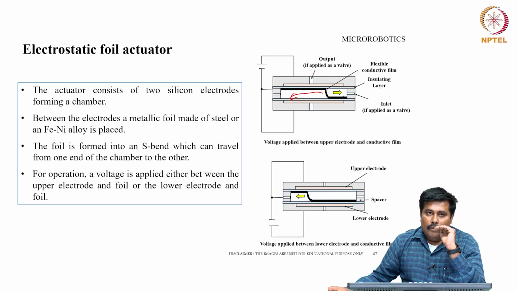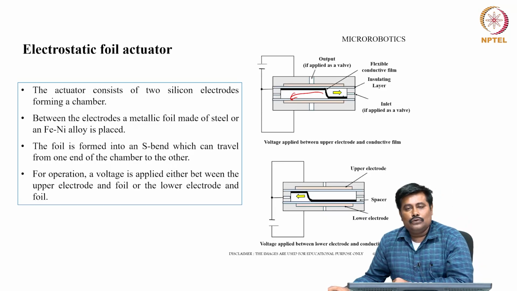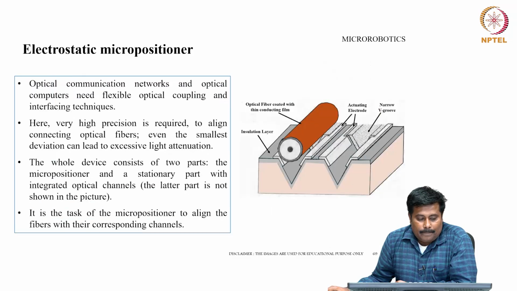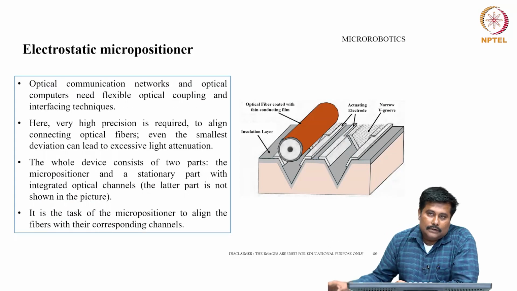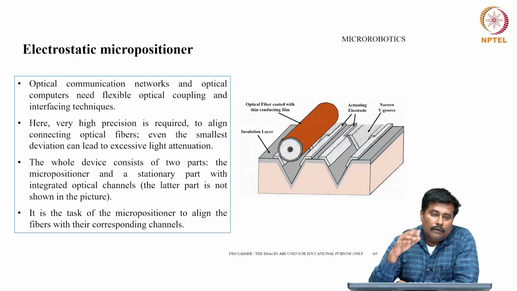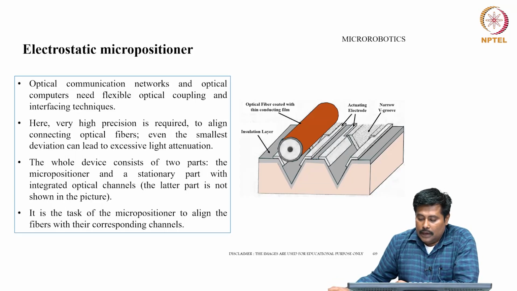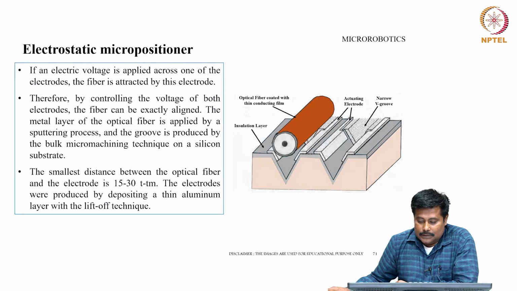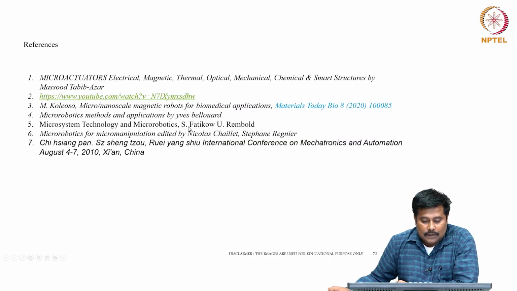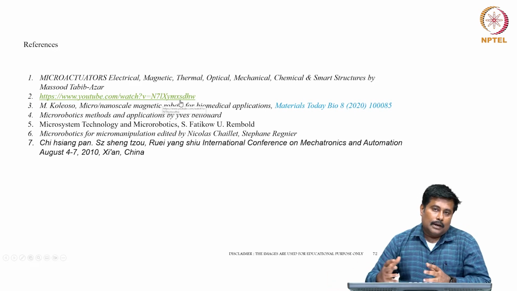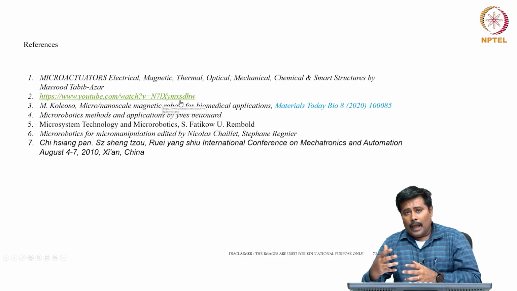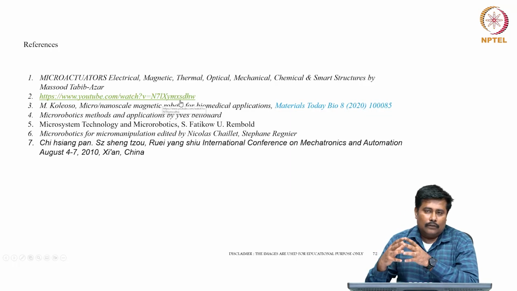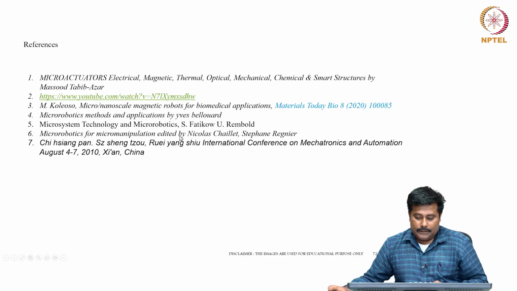And then we also had a discussion about the electrostatic foil actuator, which is used in a wall based system. And then we also had a discussion about the configuration of an electrostatic micropositioner and the application of this micropositioner in optical communication related applications. These are some of the references. So I urge you to go through this YouTube video, so you will have a better clarity on the magnetic based actuator for micro robotic related applications.